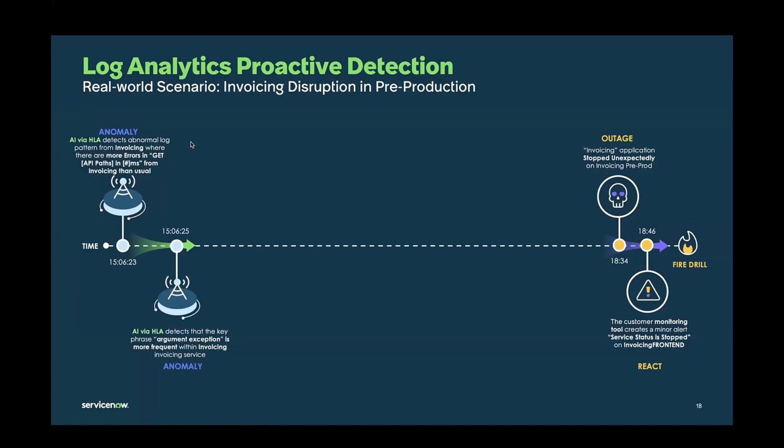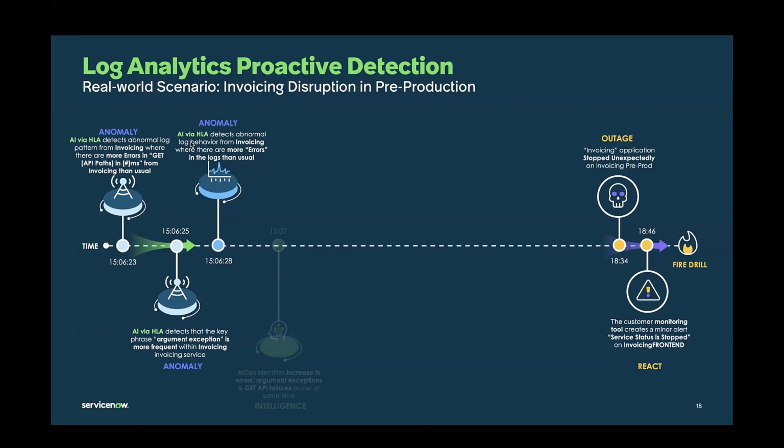Just a few seconds later, HLA detects that the phrase "argument exception," a specific type of failure, is showing up more frequently than normal. A third anomaly is flagged: more generic errors than usual in the same service. Now, in a traditional setup, this would be 3 separate data points that are possibly ignored.